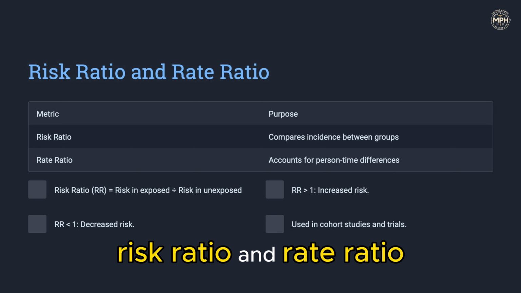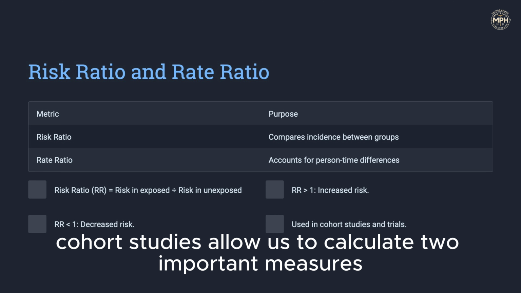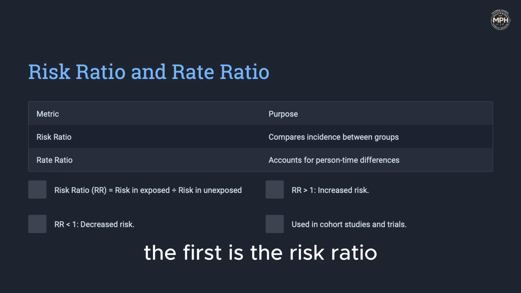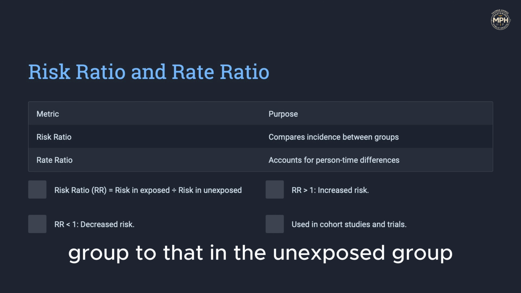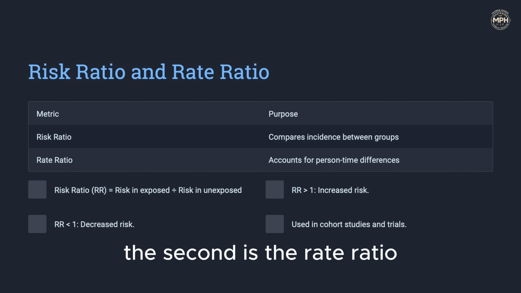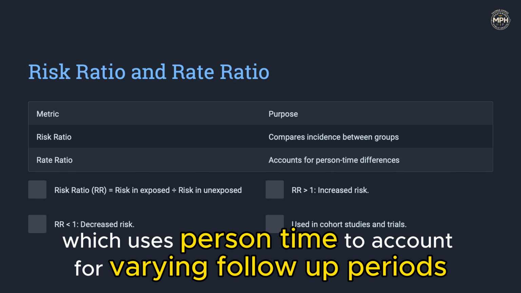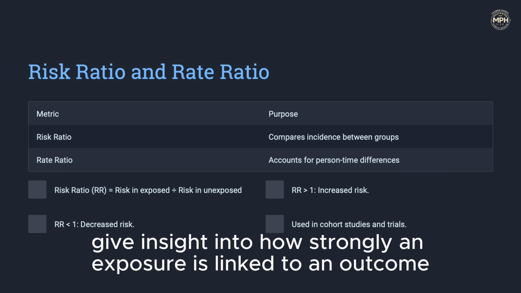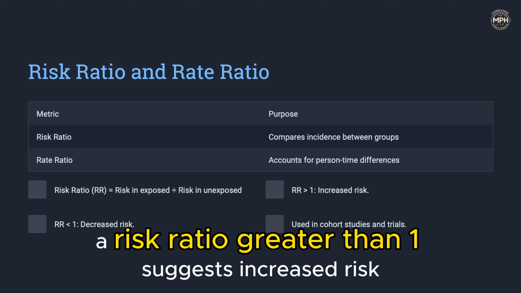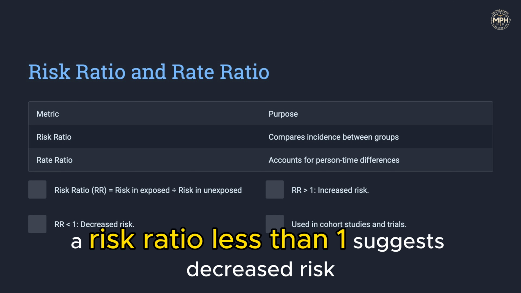Risk ratio and rate ratio. Cohort studies allow us to calculate two important measures. The first is the risk ratio, also known as the relative risk. This compares the probability of disease in the exposed group to that in the unexposed group. The second is the rate ratio, which uses person time to account for varying follow-up periods. These measures give insight into how strongly an exposure is linked to an outcome. A risk ratio greater than 1 suggests increased risk. A risk ratio less than 1 suggests decreased risk.